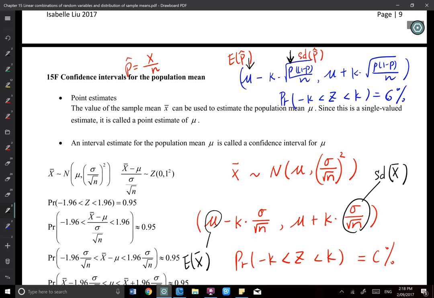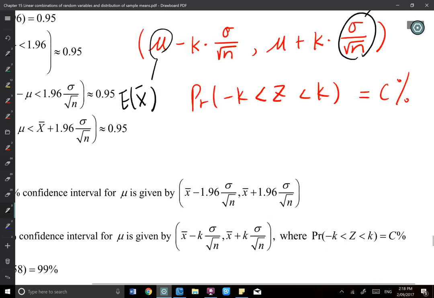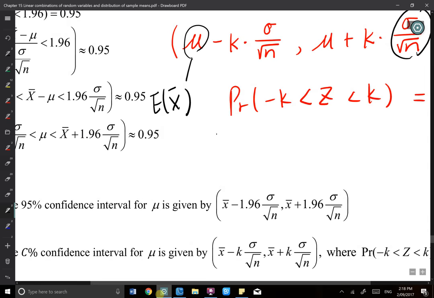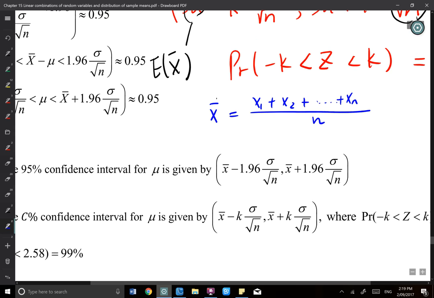So sample mean is X bar. You get it from P hat? It's not getting from P hat. There's no connection. It's all getting from the X. Everything is connected to X, but nothing connects P hat and X bar. So what is X bar? X bar is X1 plus X2 plus X3 dot dot dot plus Xn over n. That's called X bar. It's coming from X.